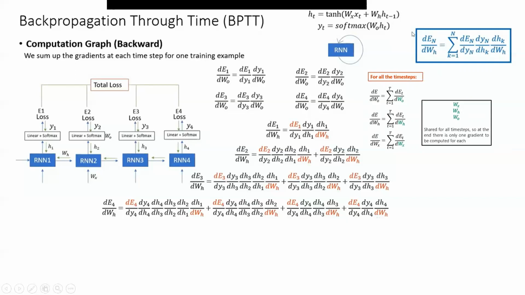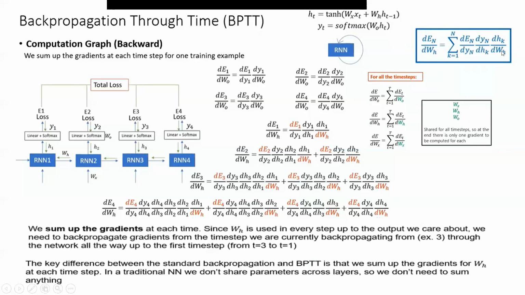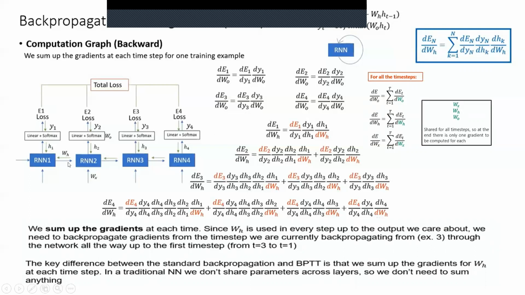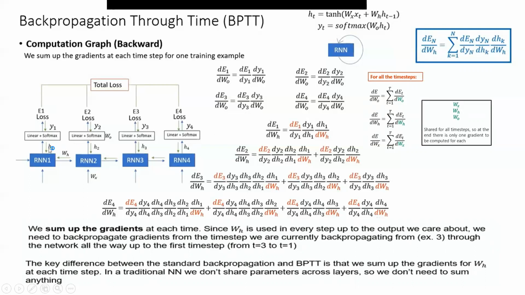So the final formula, if you see over here, the DE with respect to DH would be the summation of the loss with respect to the nth layer, the nth layer with respect to the hidden layer, and the hidden layer with respect to the weight. So this is what backpropagation through time is. How it is different from the normal neural network is that we need to sum this gradient descent. So if you see over here, this E4 with respect to H4 would be dependent on H1, right?